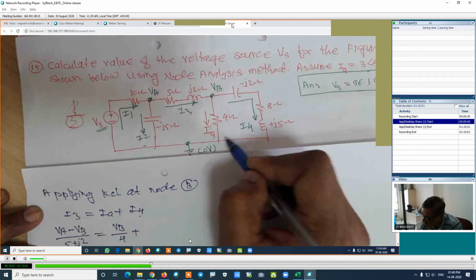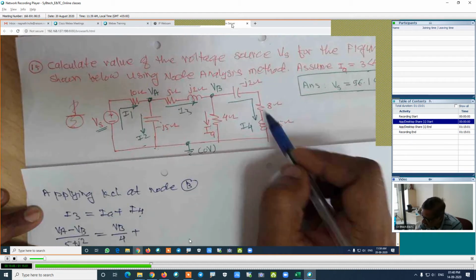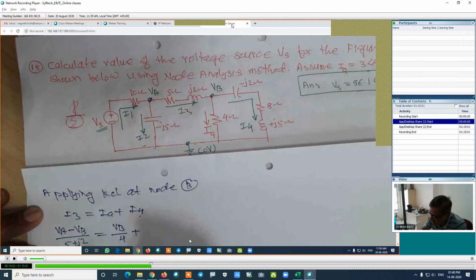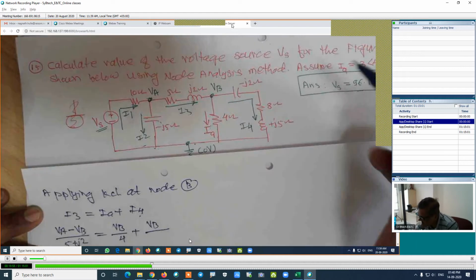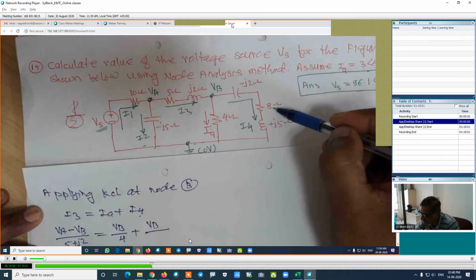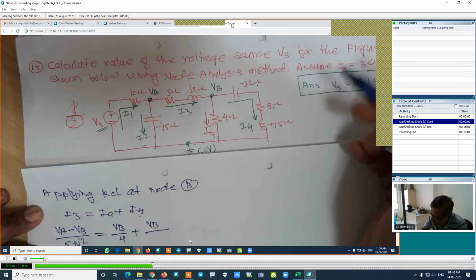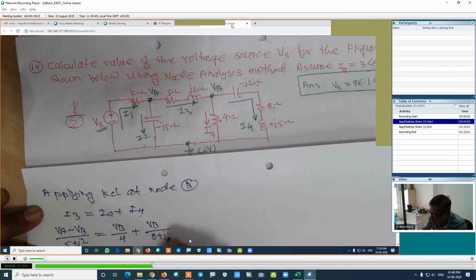How is the value? VB minus 0 divided by this complete impedance. How much is the impedance? The real part is 8. How much is the imaginary? J5 and minus J2 means plus J3. So it is 8 plus J3, the imaginary part.